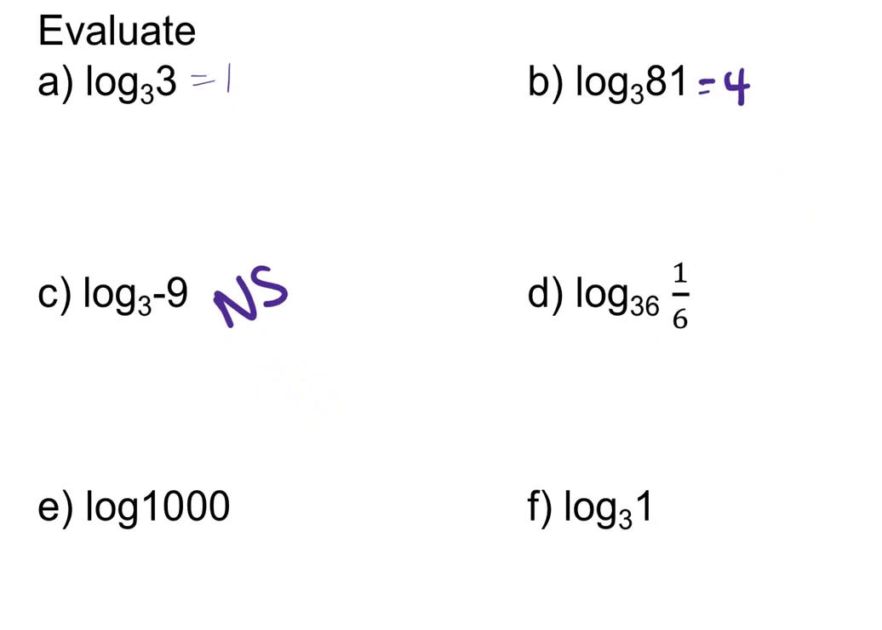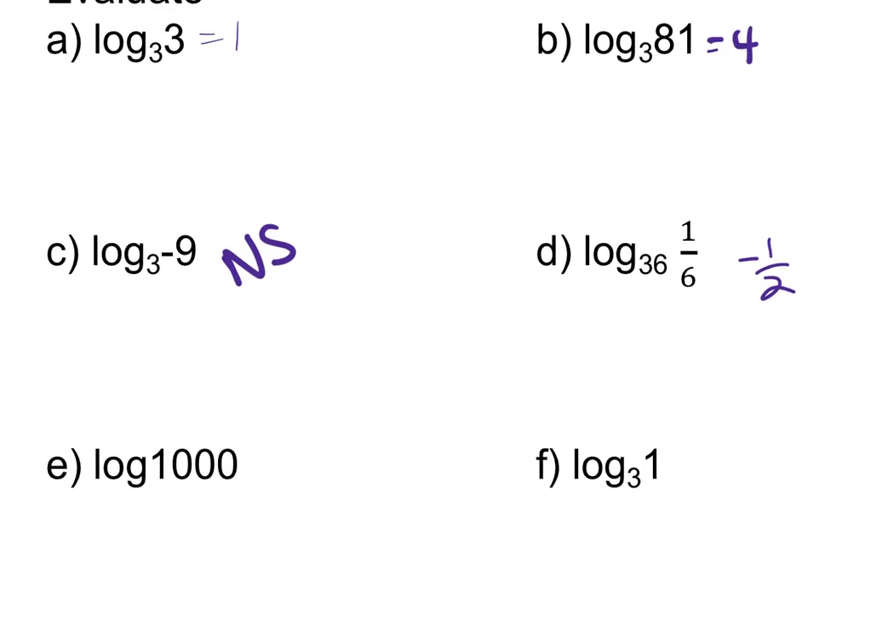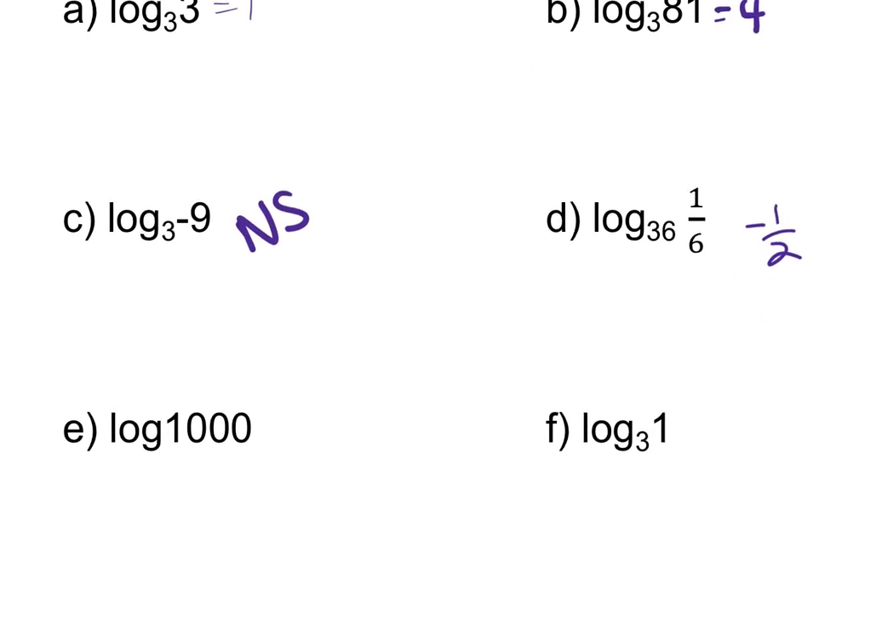All right, D, log base 36 of 1/6. Good. Negative because it moved from a whole number to the denominator. 1/2 because it went from 36 to 6, which is a square root. Log 1,000, 3. Just got to count the zeros on that 10, because it's 10 to what power? And log base 3 of 1? 0, because anything to the 0 power is 1.